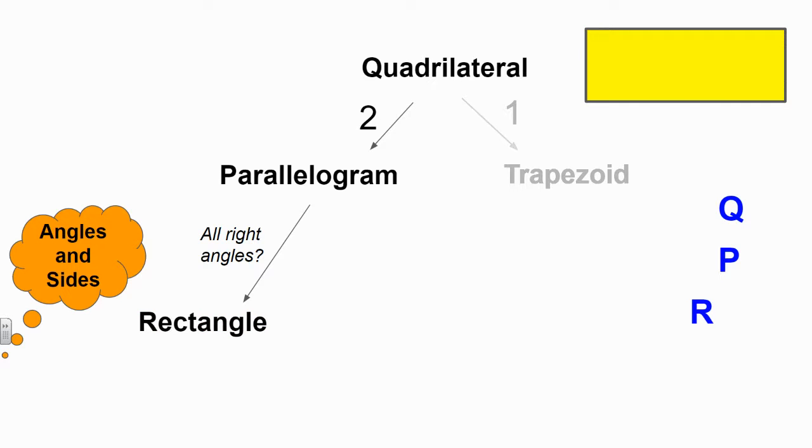After you're done looking at the angles, you then need to look at the sides of the shape. And if all sides are congruent, that means the same length, equal in length, then we can give it a name called a rhombus. And so if all sides are equal or all sides are congruent, it's a rhombus. So let's take a look.